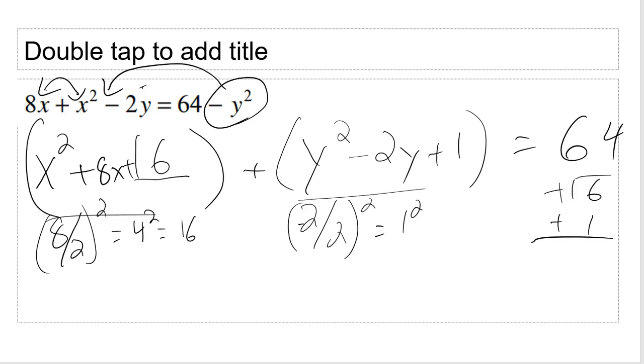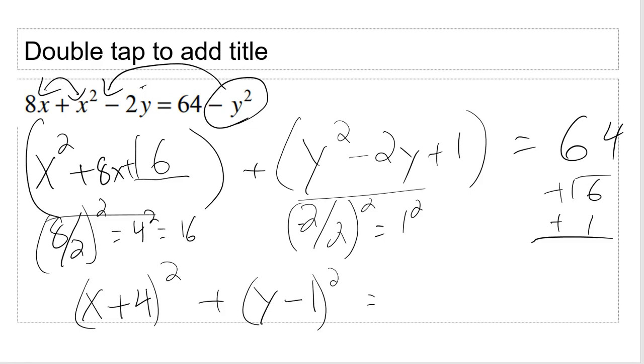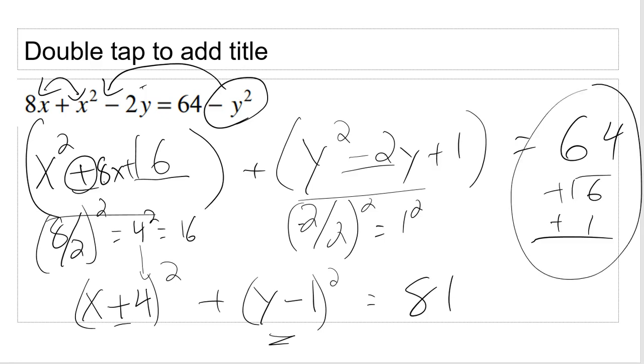So there we go. Now I'm going to factor this as x plus 4 quantity squared plus y minus 1 quantity squared equals, now let's take 64 plus 16 plus 1, which also equals 81. There you go. So once again, I got the plus 4 because it's plus right here, so it has to be plus here, and half of 8 is 4. Once again, this is negative 2, so that's why it's a negative 1 right here, and half of 2 is 1. And if I add all these together, I get 81.